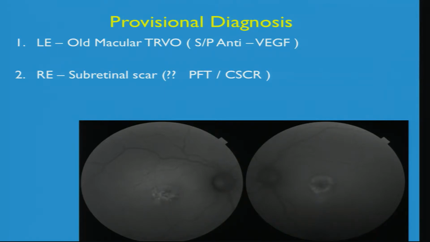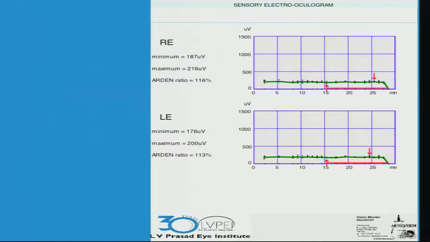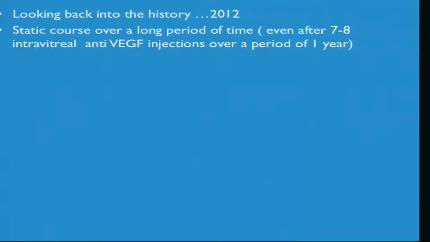But as you know, it is very difficult to make two diagnoses in a patient, so I asked for an EOG, which confirmed the diagnosis of vitelliform dystrophy by a reduced light rise. I asked the patient to bring his old records back, and he got them for the next visit.